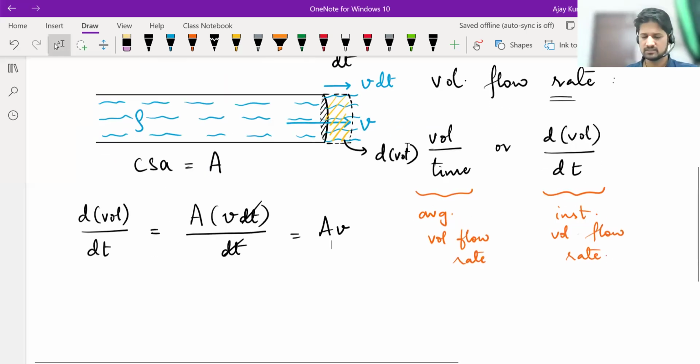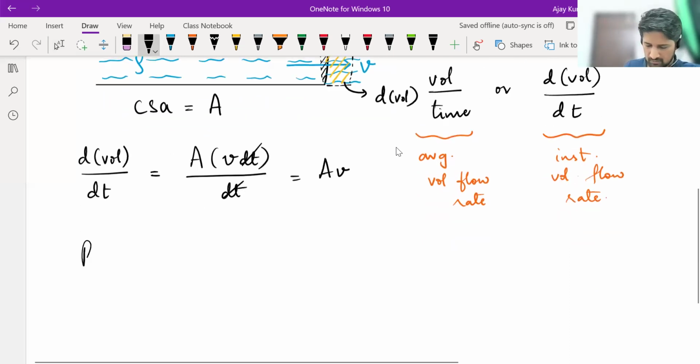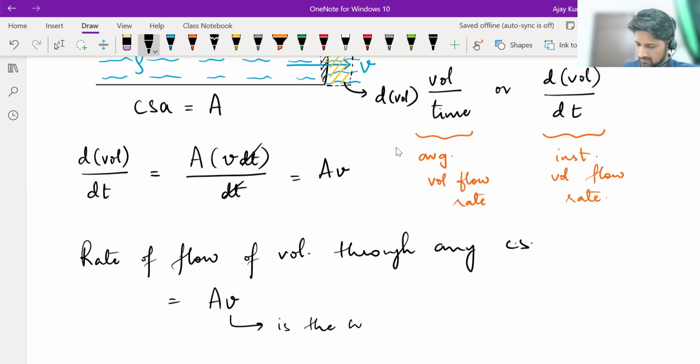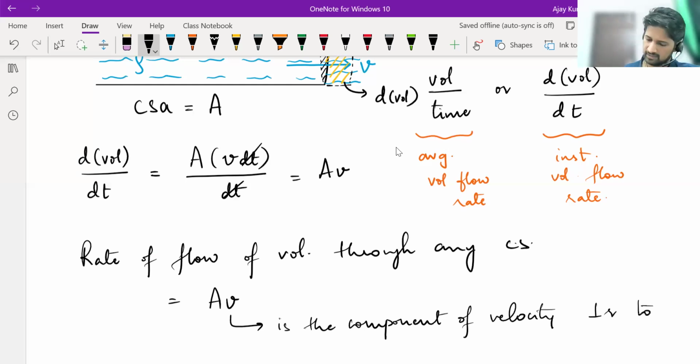You can remember this in general. When a fluid flows through a cross section, the rate of flow of volume through any cross section is A multiplied with v. But remember, v is the component of velocity perpendicular to the cross section, to the cross-sectional area.